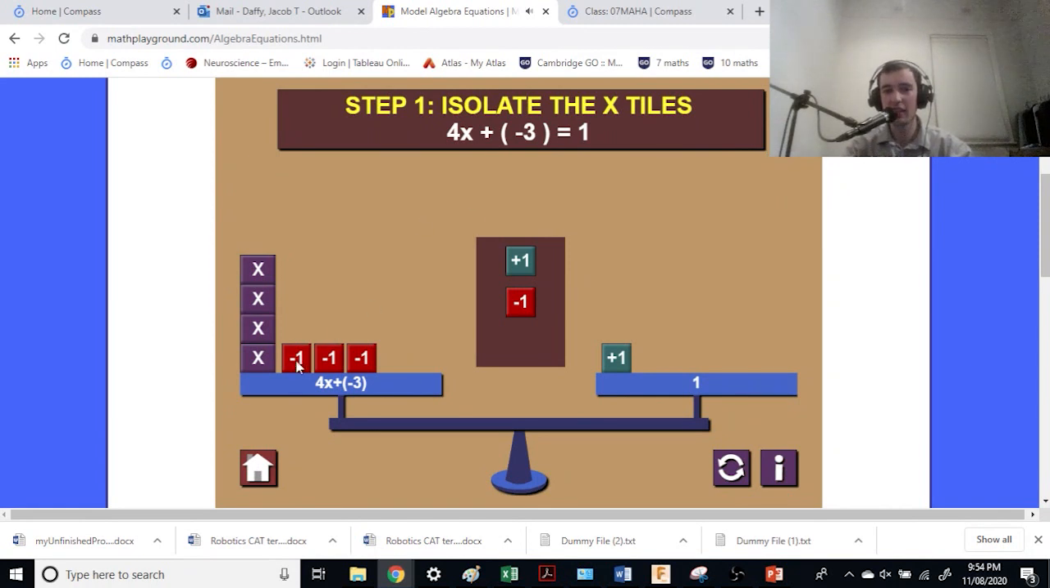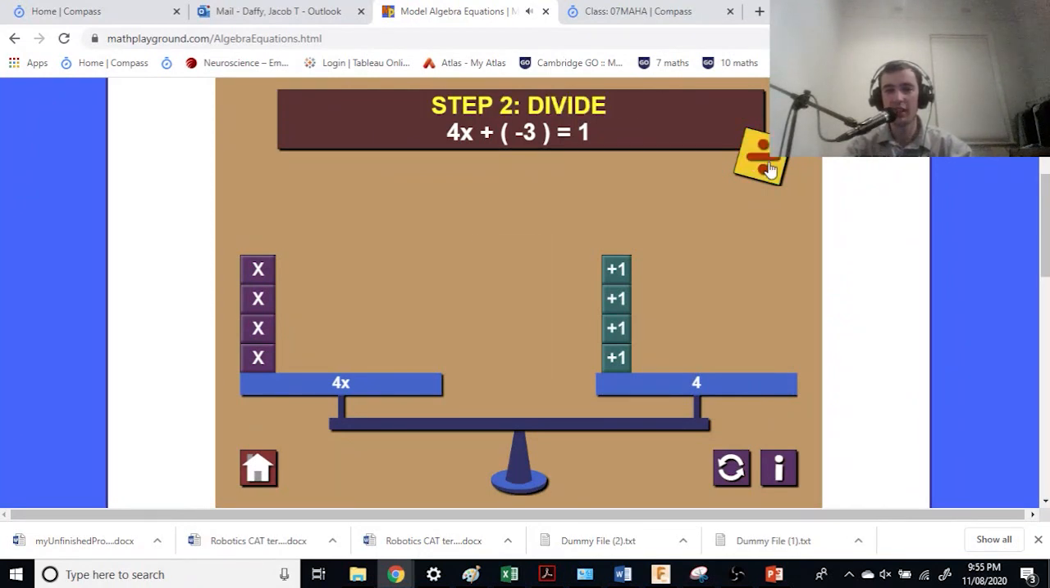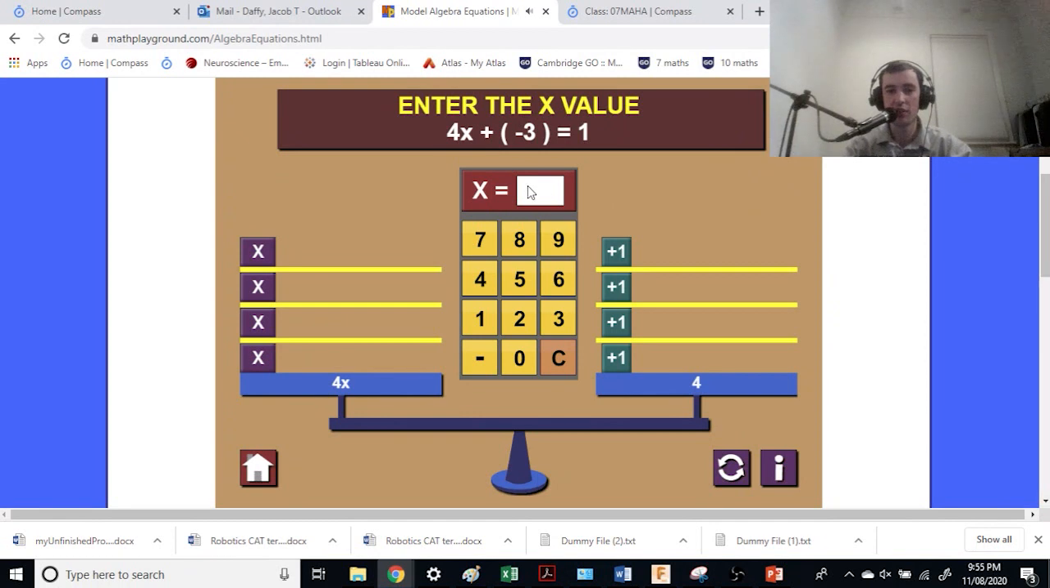Now, we need to get rid of these numbers here, first of all. So, let's do that. We have to cancel the negatives, we have to add some positives. Alright. Now, we'll move on to the next step. Now, because this is 4x, 4 times x, we have to divide by 4. And let's do that. Now, what this is saying is that x is 1. All of these x's just match up to 1. So x equals 1.